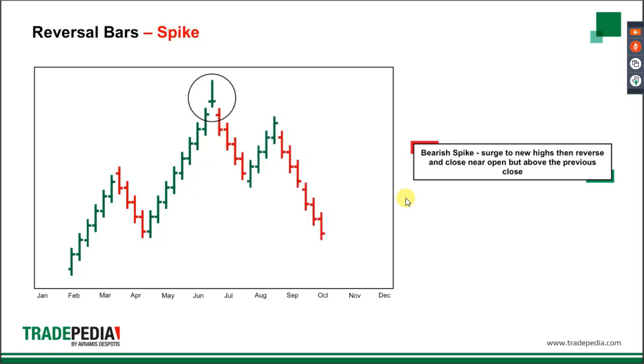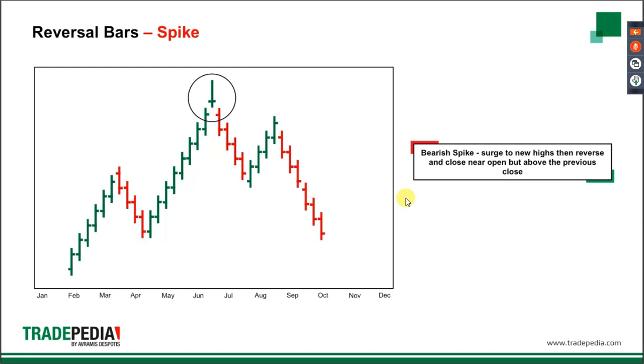Okay, so bearish spikes occur at the market top, and it's recognized with prices surging to a new high. It's usually significantly higher than the previous day, and they will reverse lower and close near the open level. But even though they close near the open level, it's still higher than the previous bar's close. So there's a bearish spike, which signals a change in trend.